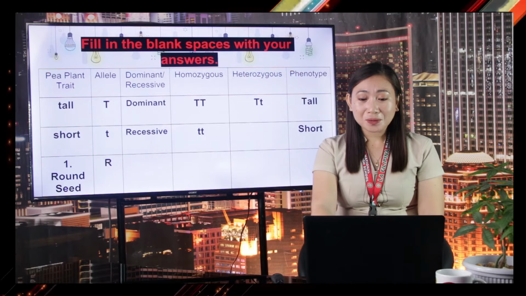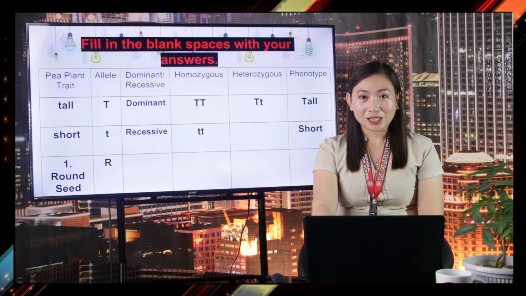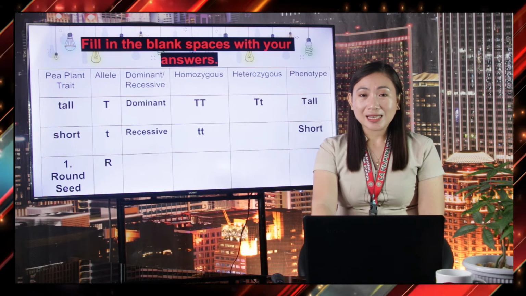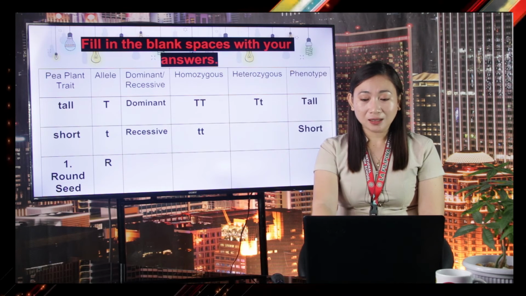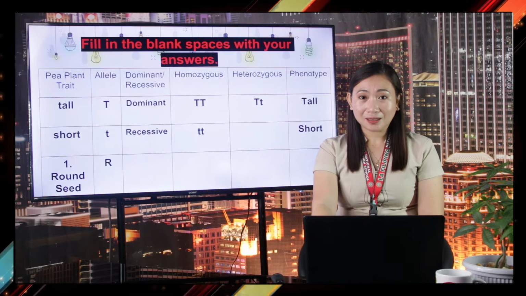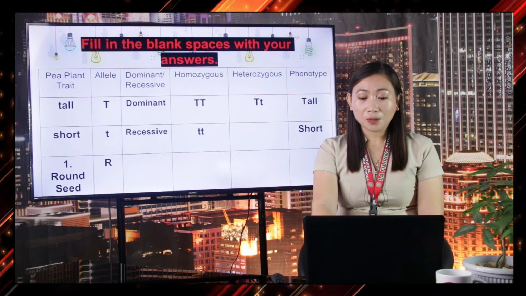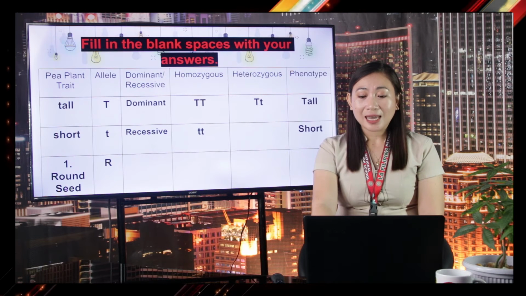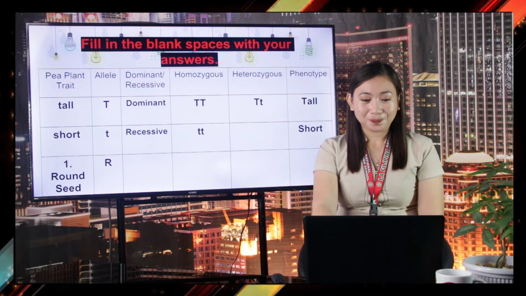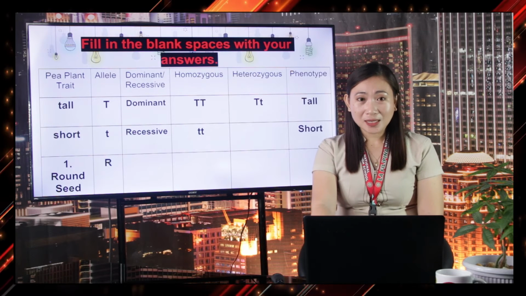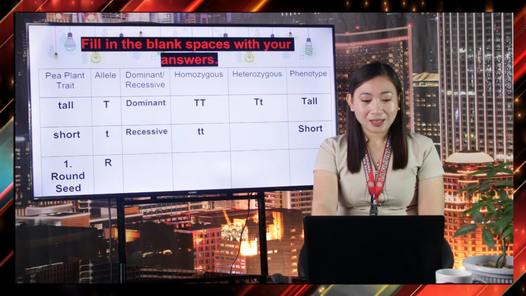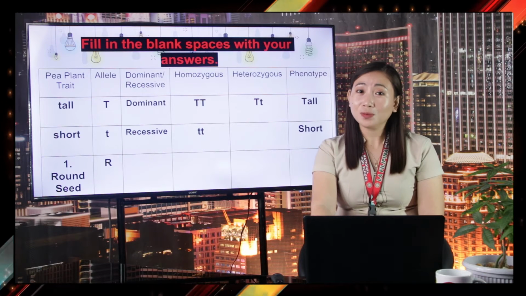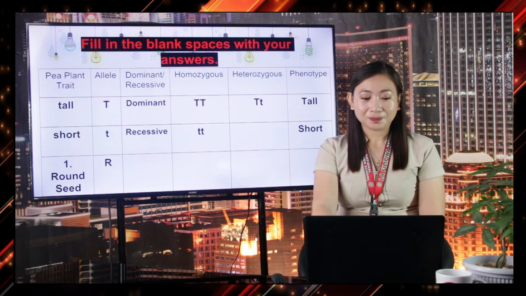Now, I want you to make a table that contains 6 columns. The first column is for pea plant trait, the second column is for the allele, the third column is for dominant and recessive, the fourth column is for homozygous, the fifth column is for heterozygous, and the last column for phenotype. Fill in the blank spaces with your answers. I will give you 2 examples and the rest of the assessment you will answer honestly.